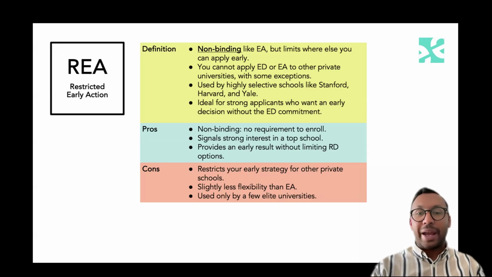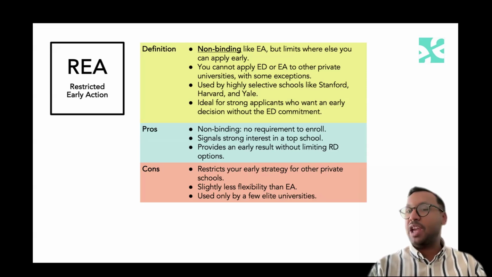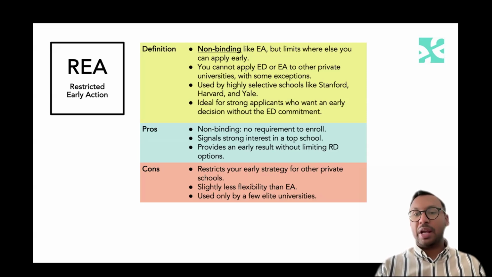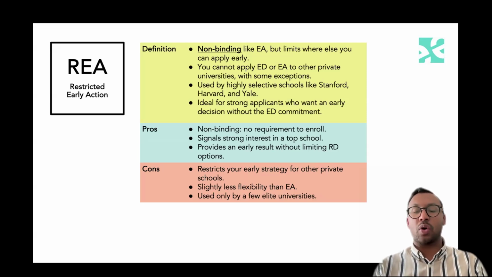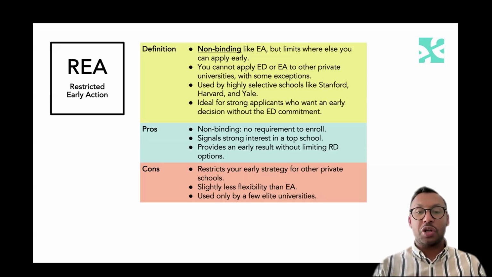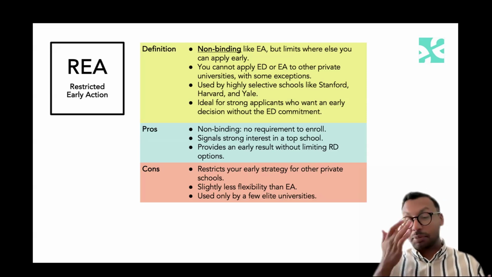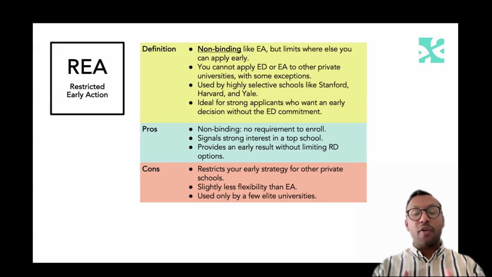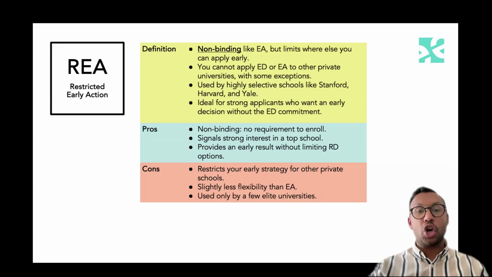I've just added some highly selective schools that offer REA, which are Stanford, Harvard, and Yale, amongst many others. This is ideal for strong applicants who really want early decision without the binding commitment. So, for example, you could apply REA to Stanford, but then also look at some top tier public research universities like Michigan or Wisconsin. And you could apply to those particular universities and receive all the outcomes before making the decision on which university you might attend.